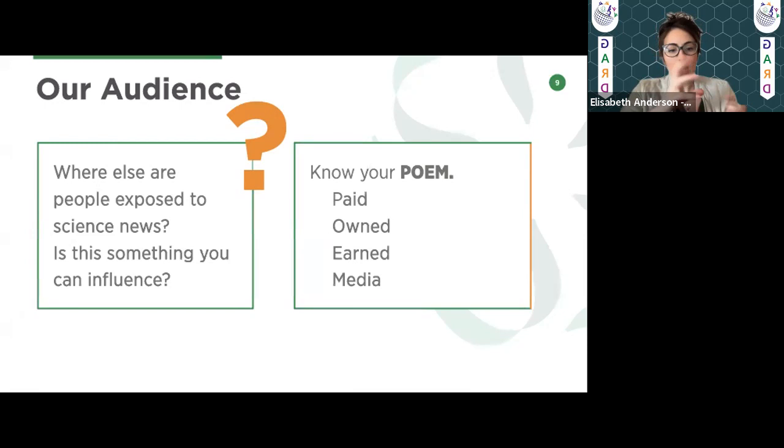So paid, obviously, those are going to be your advertisements. That's going to be when you dump a bunch of money into a group and they're going to put your content in front of people's faces. This can be effective, but we also know it takes a lot of exposure in order to get people to really absorb that information. So that means lots of money if that's the way you want to go. And it's not necessarily trusted because it's paid.